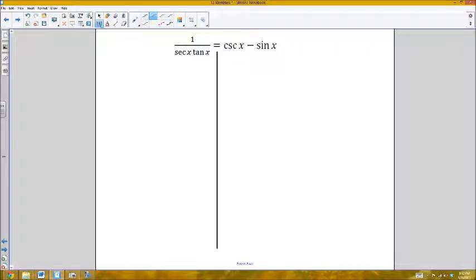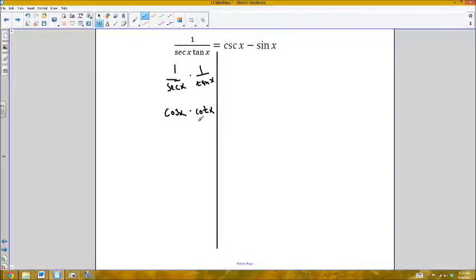The first thing I'm going to do is get rid of my fraction here on the left-hand side because that's kind of freaking me out. I'm going to do that by thinking of this as 1 over secant of x times 1 over tan of x. Well, these both have reciprocal identities. Secant is the reciprocal of cosine, so this is cosine of x, and 1 over tan of x is the reciprocal of cotan of x. So now I've rewritten this left-hand side without any fractions, and I'm already feeling better.